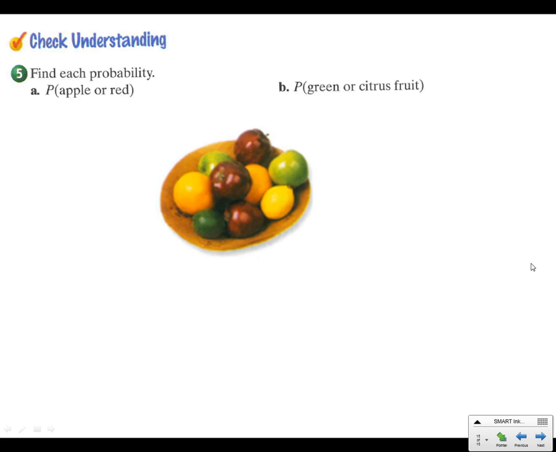Tell me the probability you're either apple or red. You're either green or citrus. Citrus is a lemon or a lime.